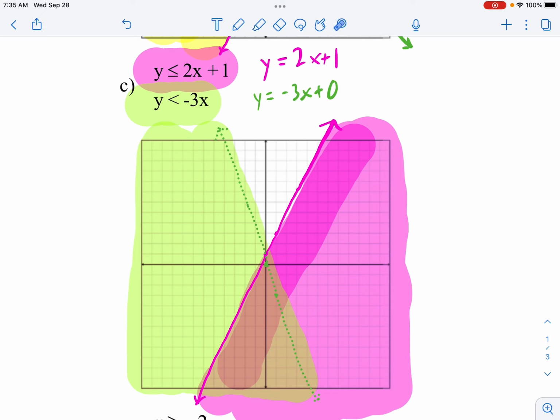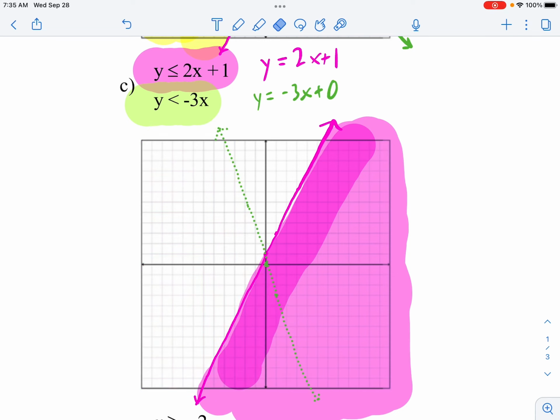Okay, and again, we're going to keep the region right here where both my colors are shaded. So this is my region with no color. That's not part of my solution. This is my region with only green, so that's not part of my solution. This is my region with only pink, so that's also not part of my solution. We want this region here where both my green and my pink are shaded.